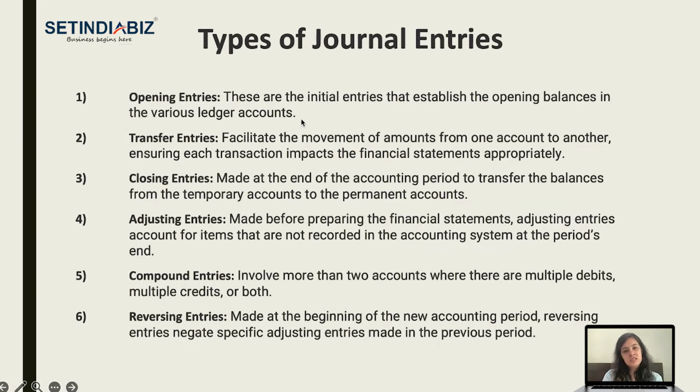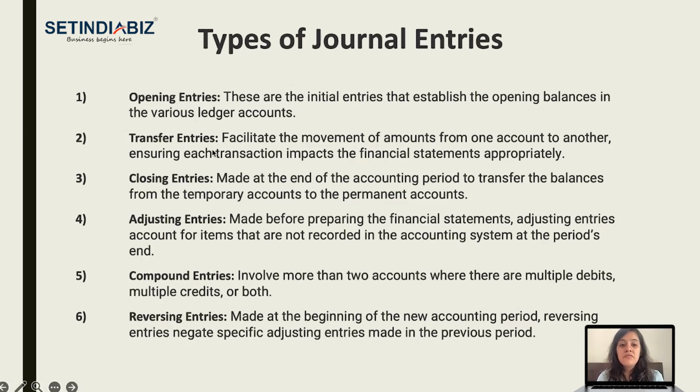See, we know that the company is a going concern, right? We will record transactions over and over again. Whenever one financial year gets over, we have a new financial year to start with. So on 31st March 2025, this year, we will be having certain closing balances that will be the opening balances for the next year, that is 1st April 2025 to 31st March 2026, right? So we will be having closing balances, maybe of cash, maybe of stock, maybe of some other inventory, right? That will be the opening balances in the next financial year from 1st April 2025. So that will have those opening entries. These are the initial entries that establish the opening balances in various ledger accounts.